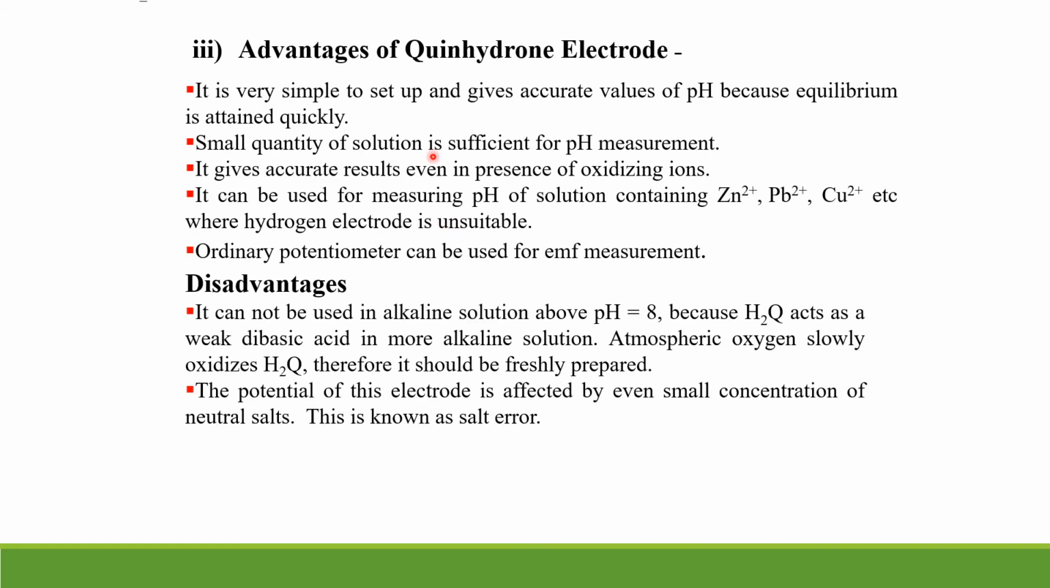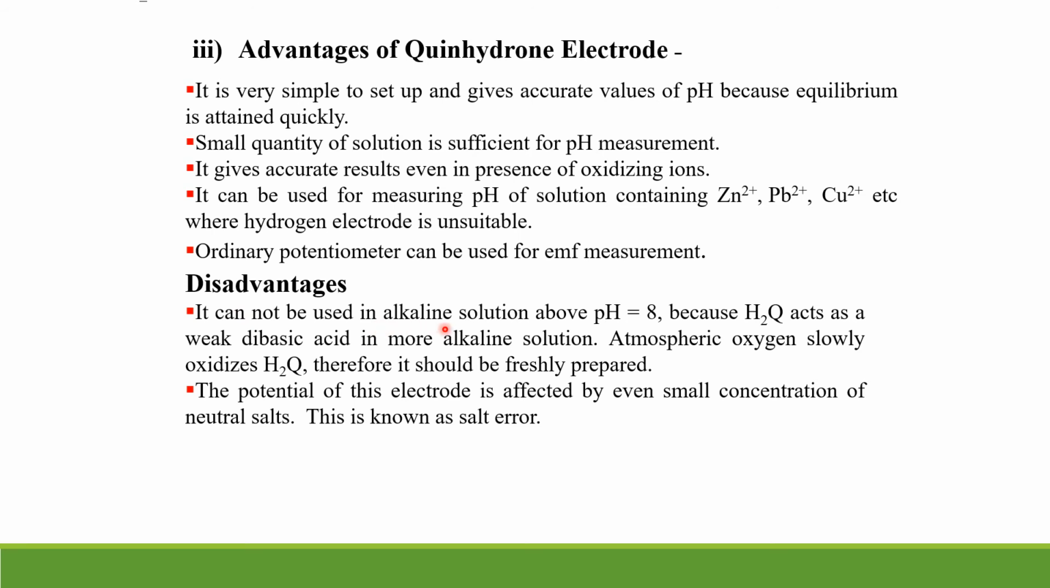And what are the advantages of the quinhydrone electrode? It is very simple to set up, as we only have to put a pinch of quinhydrone into our experimental solution, and it gives accurate values of pH because equilibrium is attained quickly. A small quantity of solution is sufficient for pH measurement. It gives accurate results even in the presence of oxidizing ions. It can be used for measuring the pH of solutions containing Zn dipositive ion, lead, copper, etc., where the hydrogen electrode is unsuitable. An ordinary potentiometer can be used for EMF measurement. Now, what are the disadvantages?